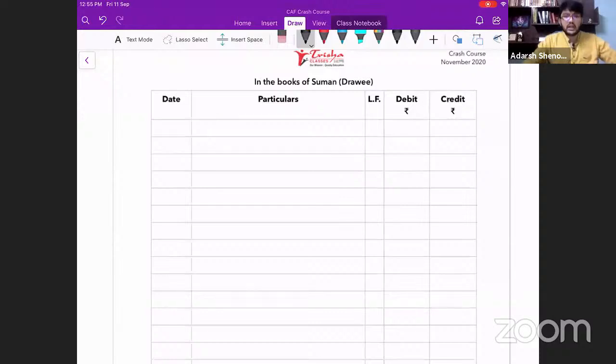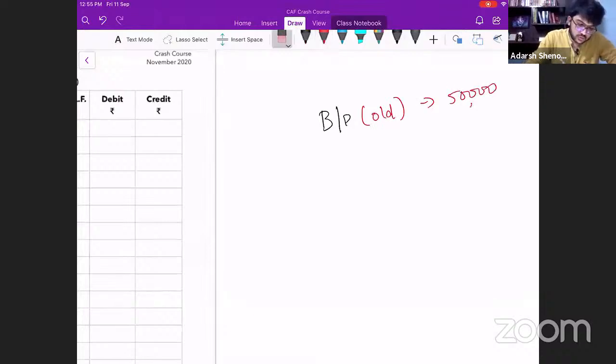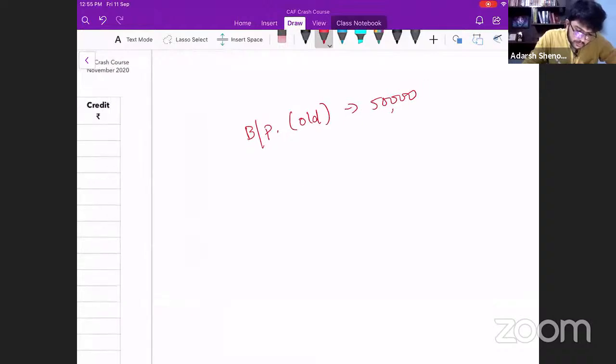Yes. Now the case is same. It is exactly the same case. Now tell me what has happened. The old bill is gone. What is the face value of the old bill? 50,000. That is gone. I have to pay some cash.